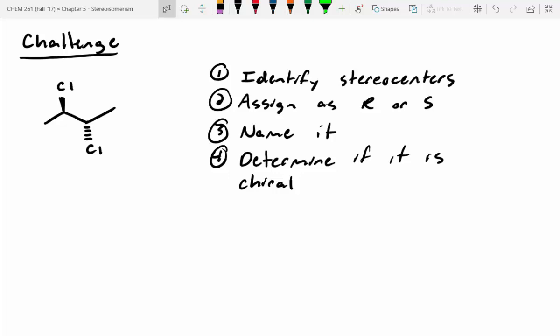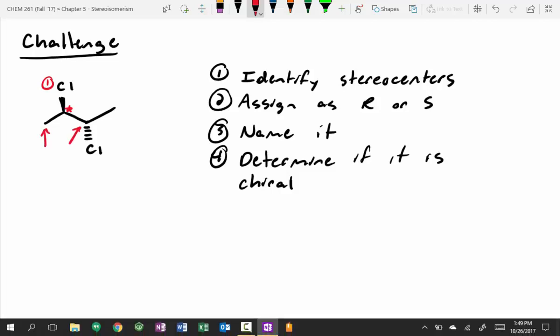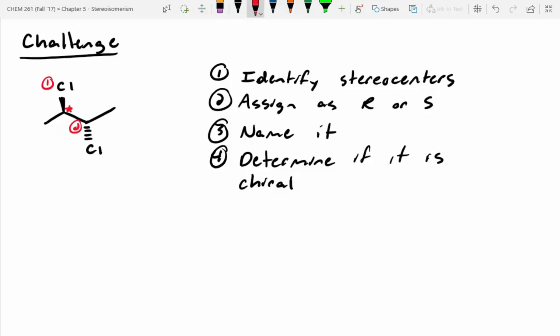All right, so number 1, let's identify stereocenters. How many of you think there's only one stereocenter? How many of you think there's 2? That's good. All right, so we've got one stereocenter right here. What's the highest priority for that red stereocenter? Chlorine. All right, between the left carbon and the right carbon, which one's higher priority? Right carbon, okay. So I'll say 2 over here. That means this one must be 3.